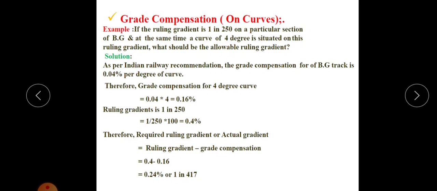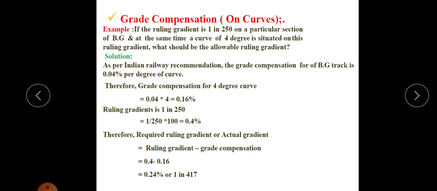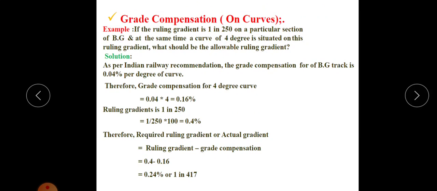Since it is broad gauge, what is the grade compensation for a broad gauge track? As per Indian Railway recommendation, it is 0.04 percentage per degree of curve. So for a 4 degree curve it is 4 into 0.04. Since 0.04 percentage is per 1 degree of curve and here it is 4 degrees, we multiply 0.04 with 4. So the grade compensation is 0.16 percentage.